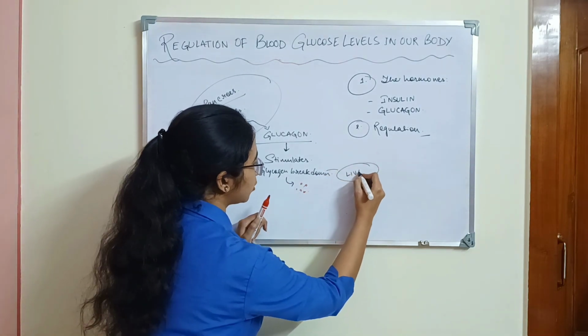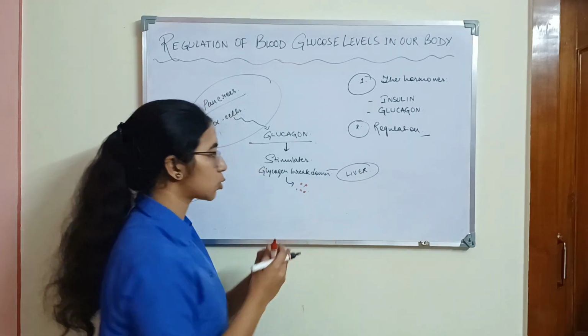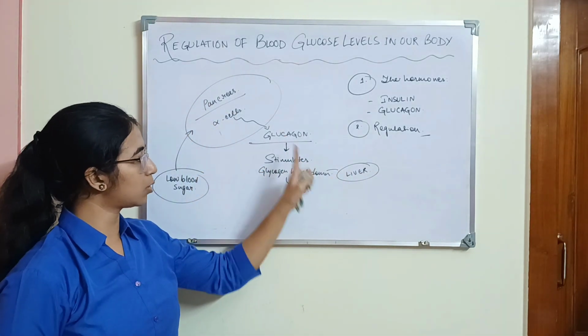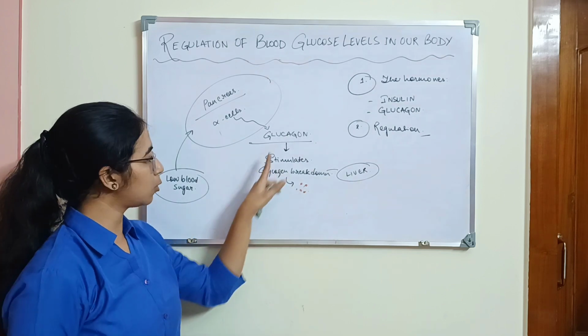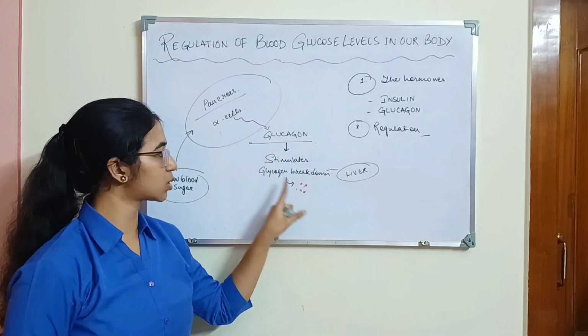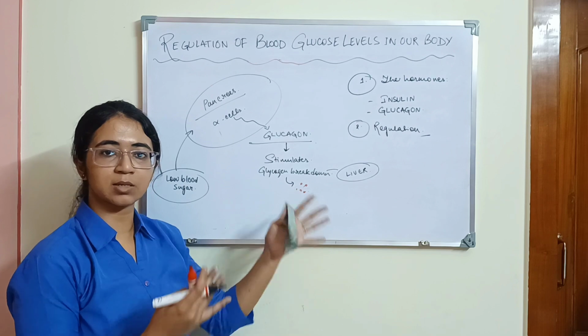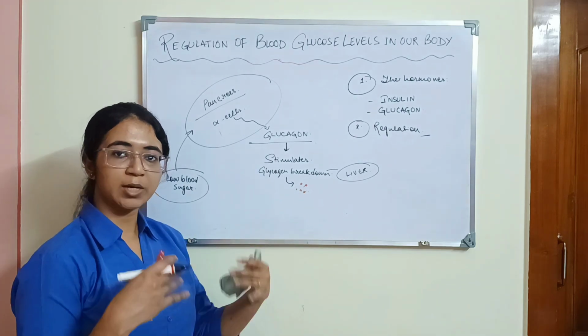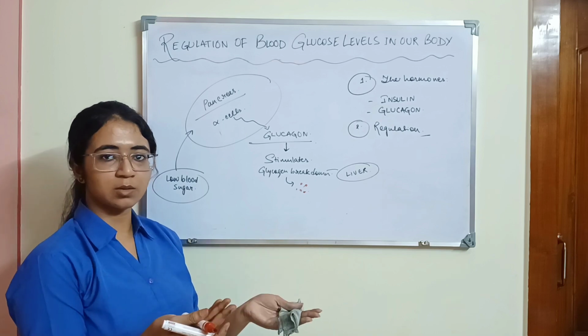Okay, this is why I told you to remember why glycogen is stored in the liver. Glycogen is stored in the liver for glucagon to have its mode of action. Glucagon is going to go into the liver. It is going to stimulate the glycogen breakdown. Basically, it's like a reservoir for storing all the glucose molecules. When you require, the body is going to release it into the blood.